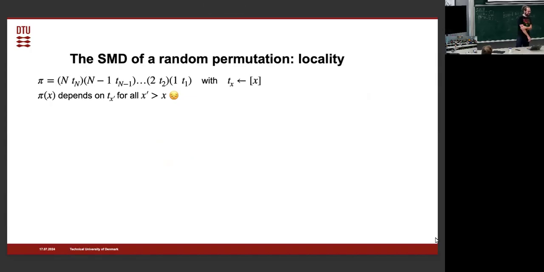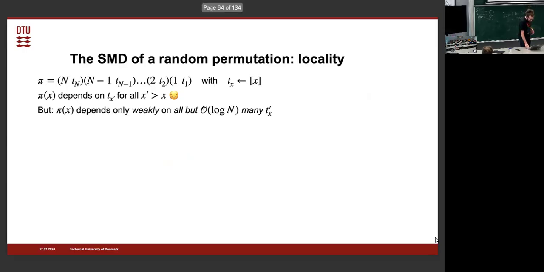Unfortunately, it's not local. As you probably have guessed by now, to compute pi of x, we need to look at all values t_x' for x' larger or equal x. That's not great. But luckily, in a certain particular sense, pi of x only depends weakly on all but order logarithmic amount of values of t_x. Let me be more precise of what I mean by that.